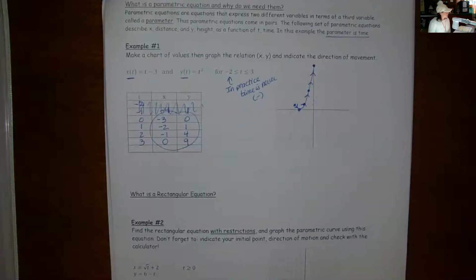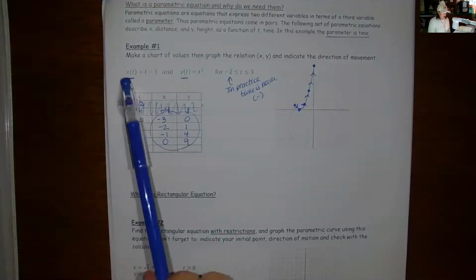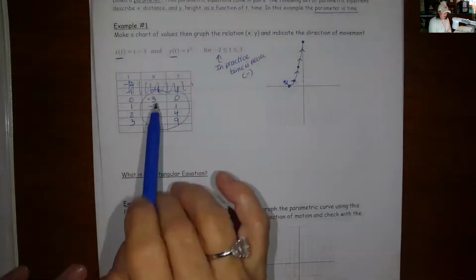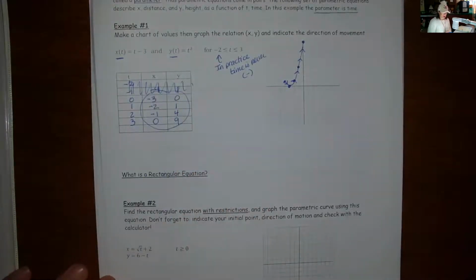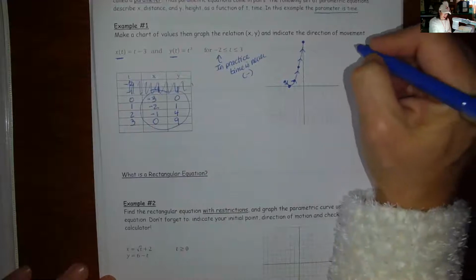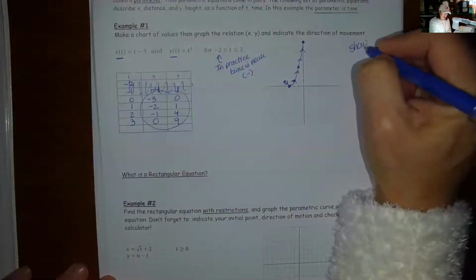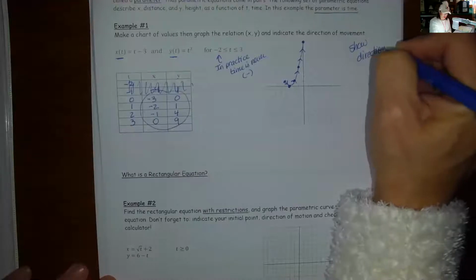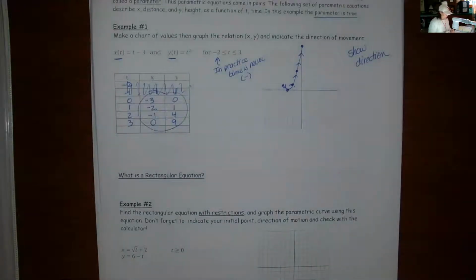So see how easy that is? We had two different equations. We had an equation for x and an equation for y. We plugged time into both of them, and then we got x, y points that we're used to. And we always show direction. That's not bad, is it? That was easy, right? Okay.